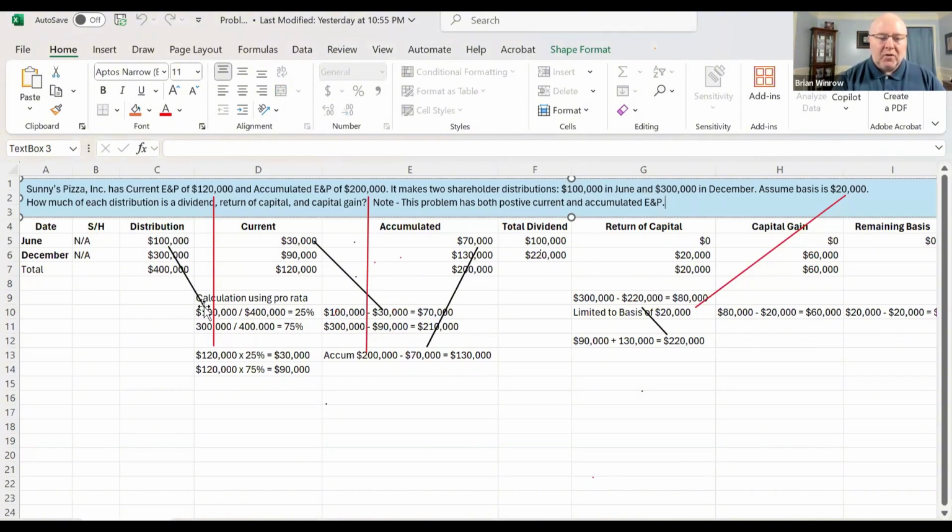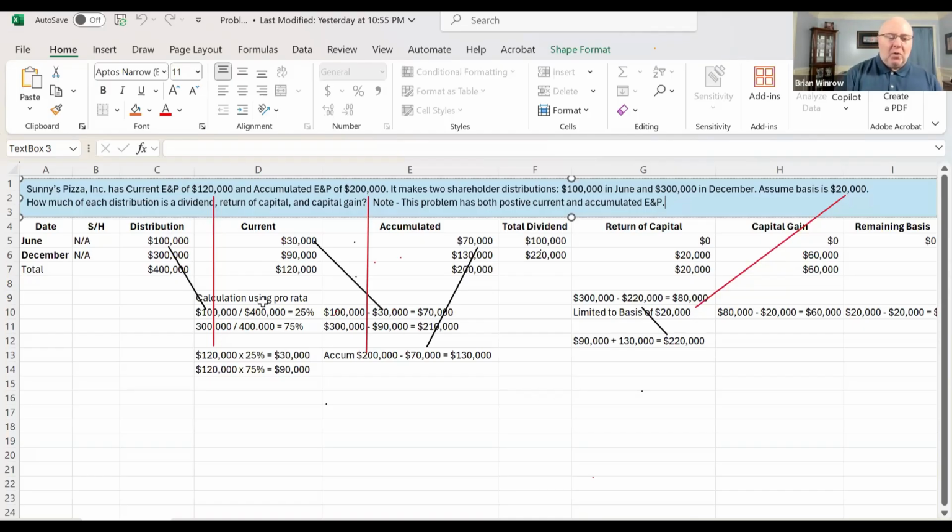All right. So what we know then is our total distributions made throughout the year is $400,000. That's going to be important because we have to figure out what portion of current E&P, because remember we do pro rata with current, what portion of our current $120,000 is going to be applied to the June, and what portion is going to be applied to our December distributions.